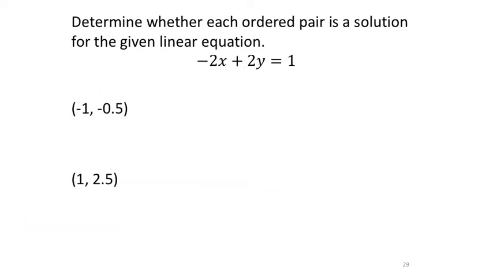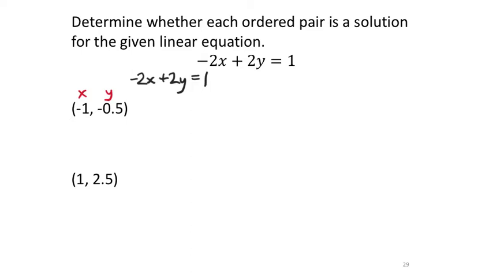This one: determine whether these ordered pairs are solutions for this equation. No problem. So once again, we'll start with this one. We got x value of -1, y value -0.5. So, oh good, I got my trusty calculator. Our equation is -2x plus 2y equals 1. Now, like I said, I'm going to do this calculation, but the calculator is going to do the heavy lifting for me right here.